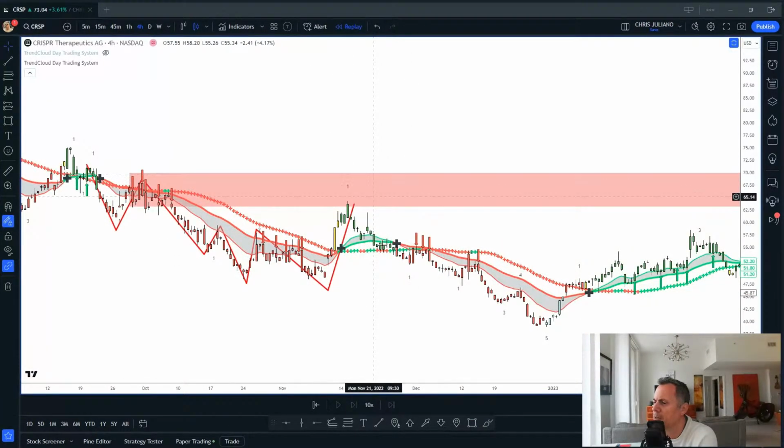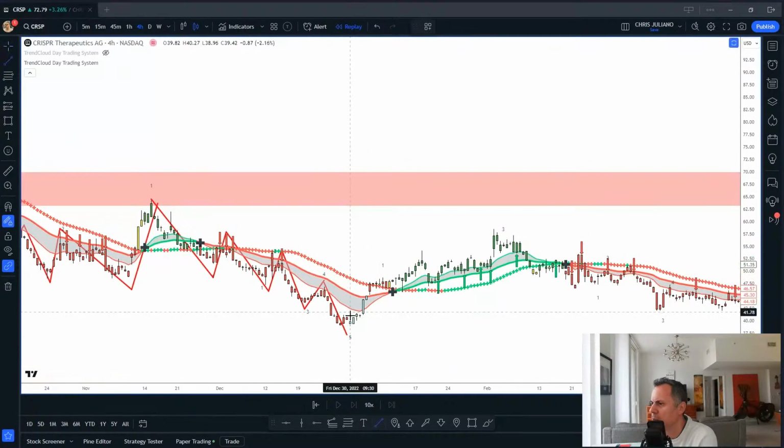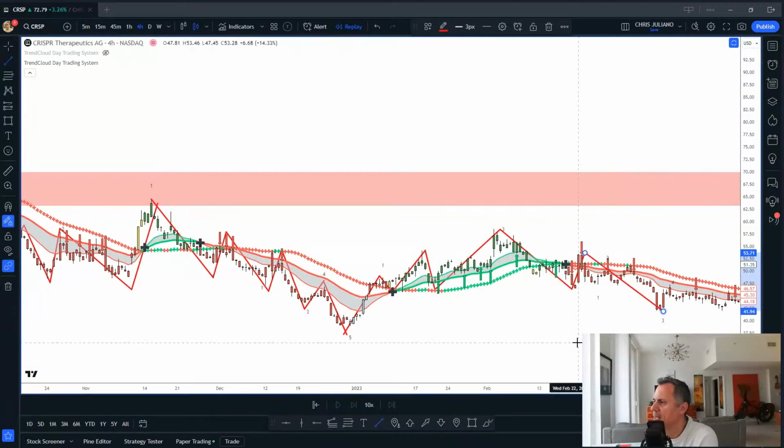Bull trap. Starts the count again. 1, 2. Recalculates. 1, 2, 3, 4. Pulls back into the cloud. 4. Down 5. Trend is extended. What does it do? Breaks back above and starts going sideways here. Right? Until we break back down again.